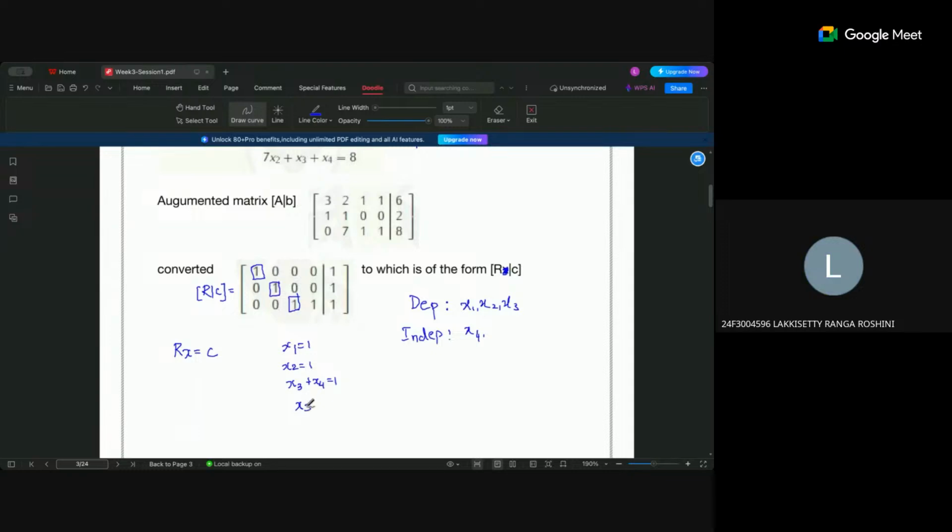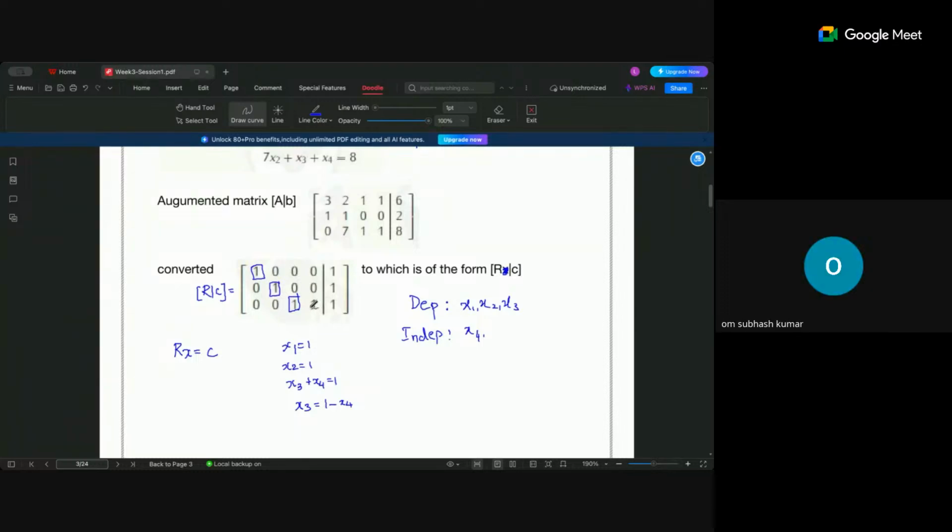Ma'am, a small doubt. X4 is also a dependent, right, ma'am? Because there is only one leading entry, right? Where is the leading entry in the fourth column? In the last row. What is meant by leading entry? That should be the first non-zero entry of the row. So for this row, is this the first non-zero entry? No, ma'am. Okay.